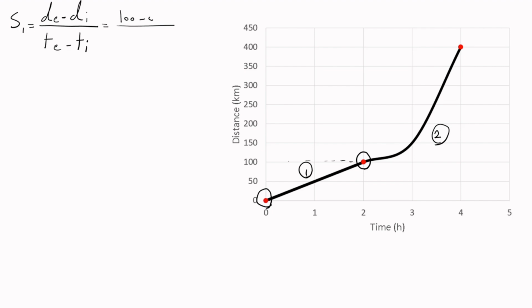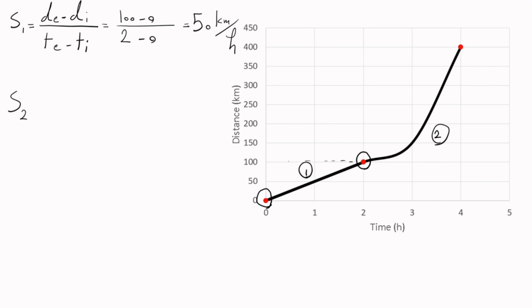What is the distance of initial point of the first part? 0. What is the T of ending point of the first part? 2. And that one would be 0. So it's going to be 50. And what is the unit? Because this one is based on kilometer and that one is based on hour, the unit will be kilometer per hour. Let's go for the second part.